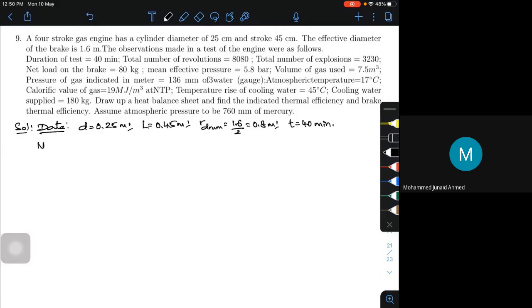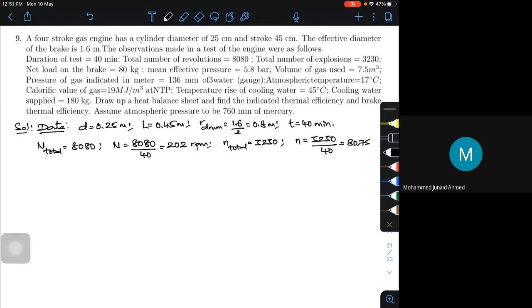So N total, the number of revolutions, is 8080. Then what is your N? N will be 8080 divided by 40. It is 202 RPM. Then number of explosions, small n total, is 3230. Then what is your small n? It is 3230 divided by 40. I am getting 80.75. This is the number of explosions per minute, 80.75 explosions per minute.